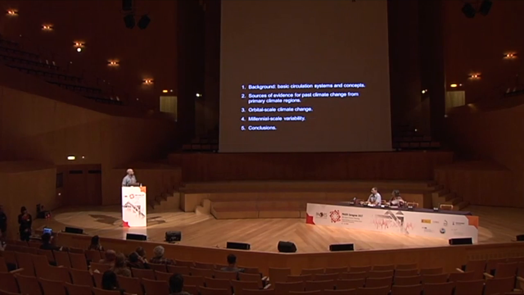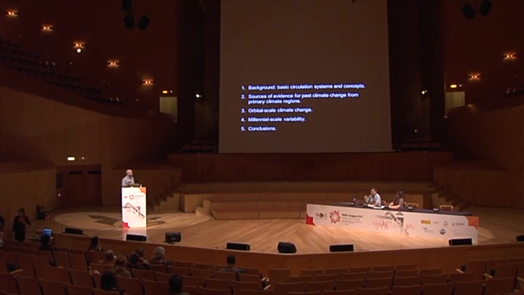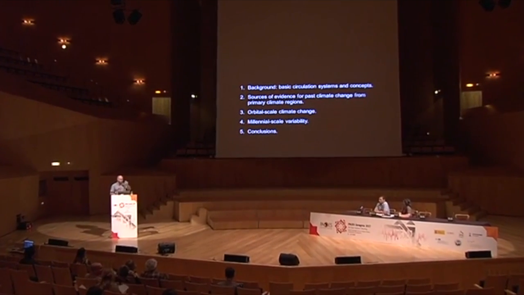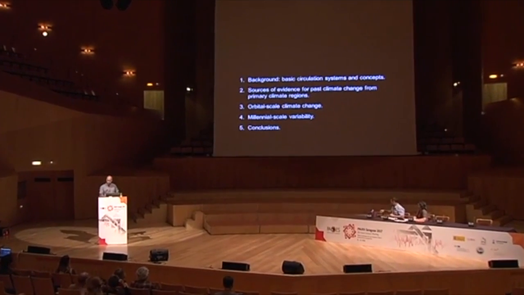So we're just going to do a quick background. We're going to look at the sources of evidence. We're going to look at orbital scale climate change and then millennial scale climate change, and then wrap up. So this is just the basic framework.